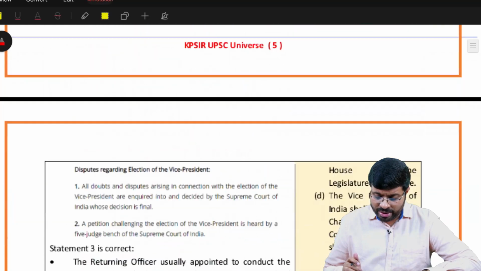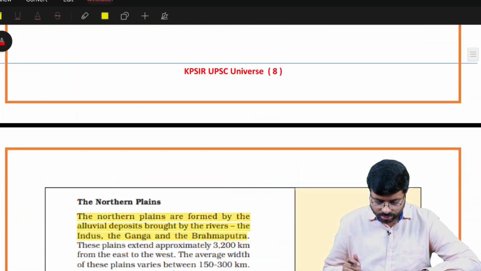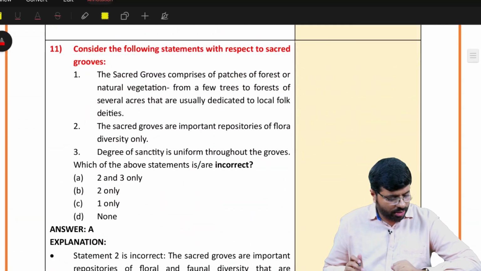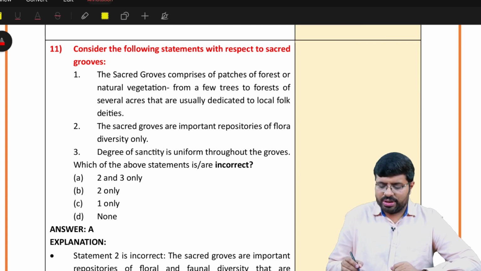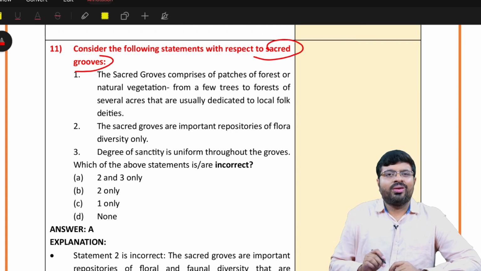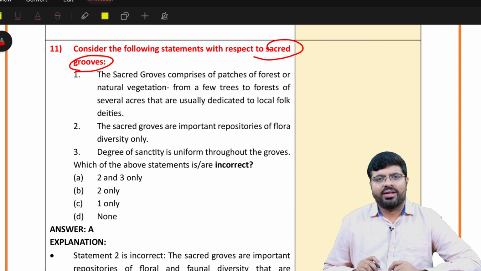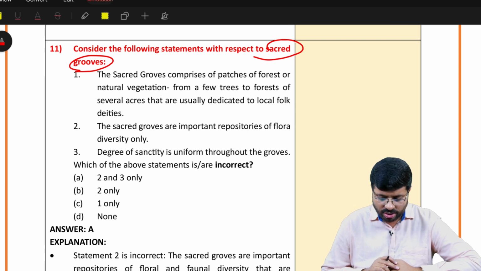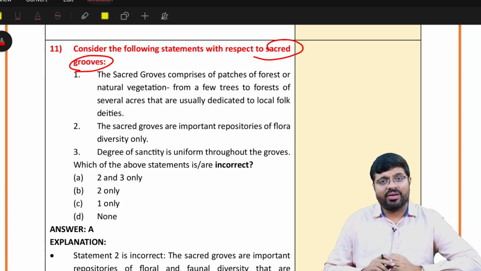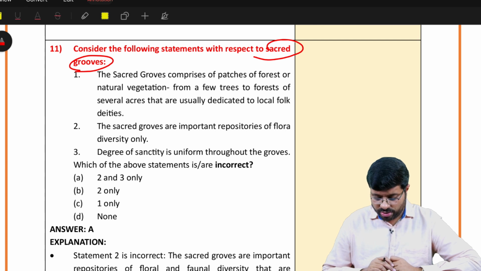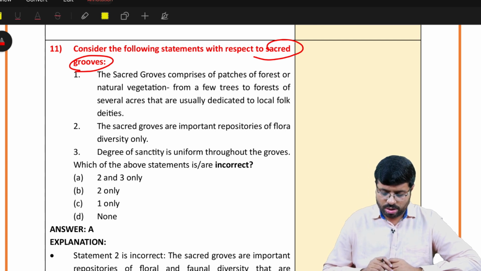So question number 11. Now if you see question number 11, it is about the sacred groves, which you all know. What are sacred groves? The forest areas considered sacred by the tribes, where usually a local deity is worshipped, right? So with this knowledge, let us see this question.